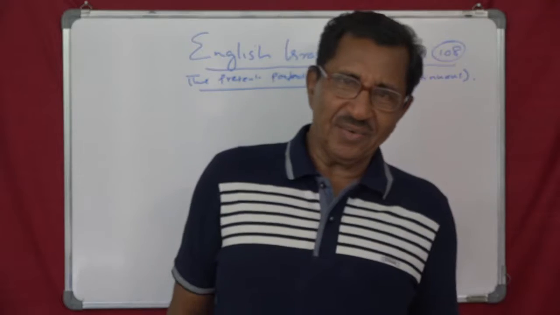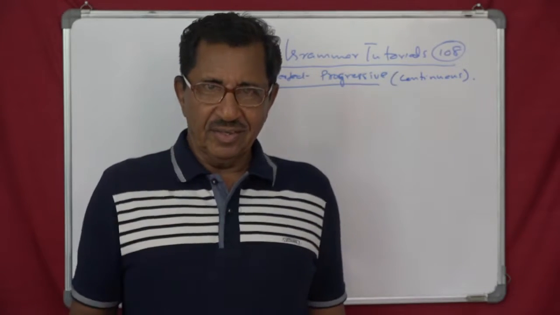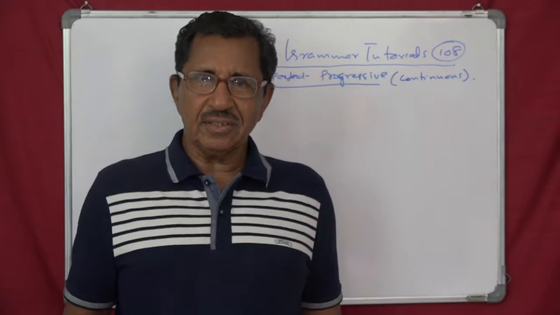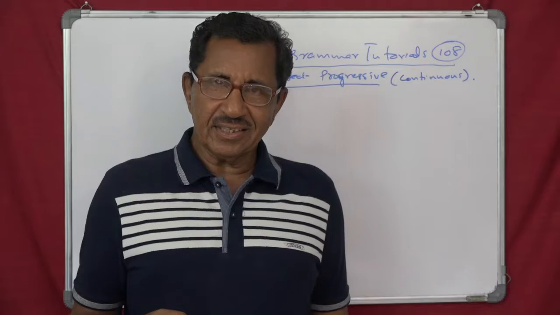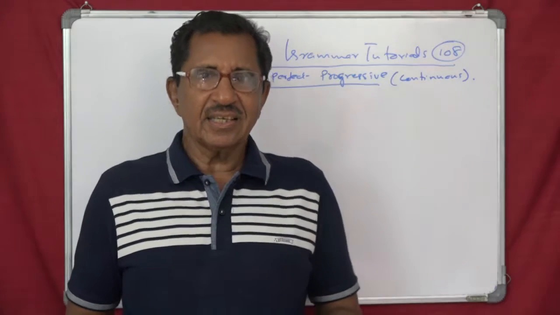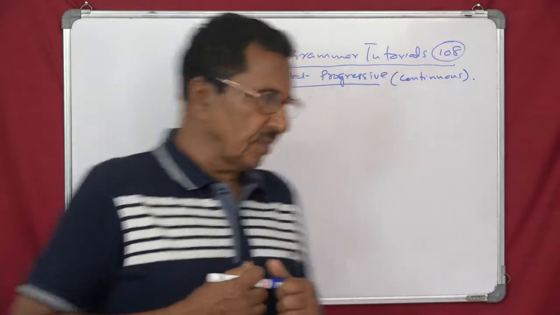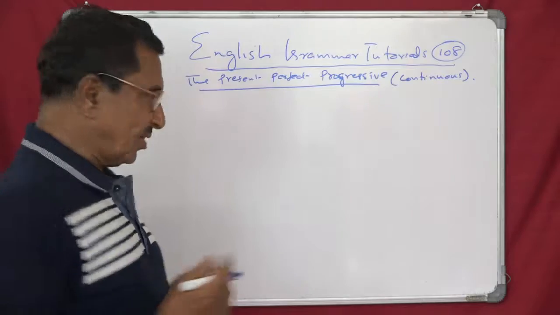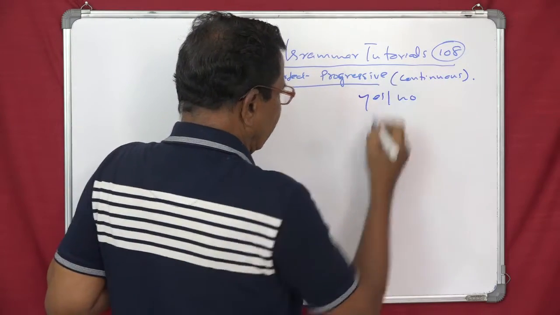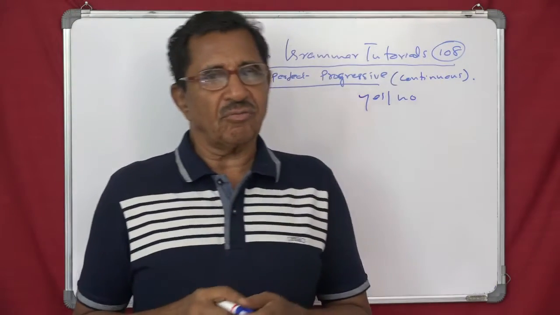Hello friends, now we have seen the present perfect progressive tense form and the distribution. Now the third one is our method of study. Third is negative, we have done. Now fourth is the yes or no question. As you know, it's called yes or no because the answer is either yes or no.